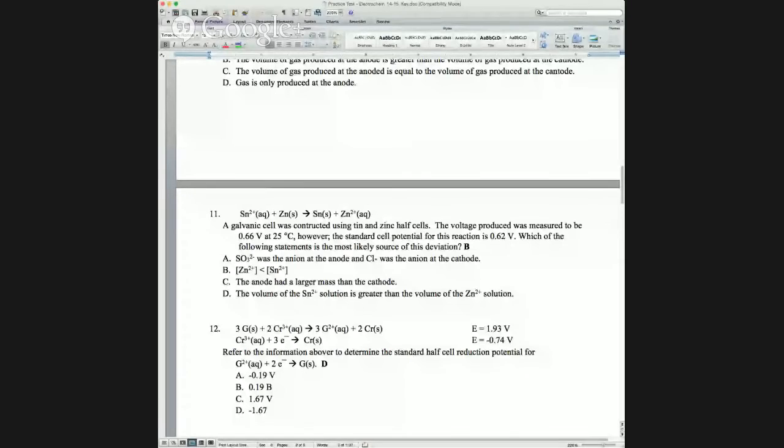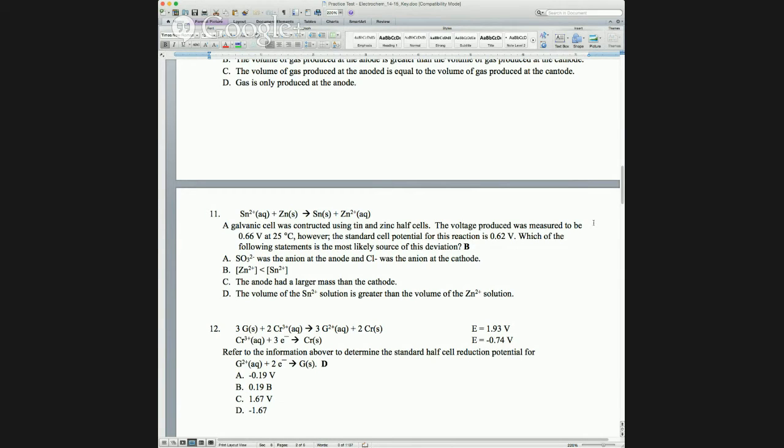All right, there we go. So A says sulfate was the anion at the anode, and chloride was the anion at the cathode. So our cathode was tin. Tin chloride would actually, let's say that precipitated out. The sulfates are usually pretty soluble. Tin chloride would actually reduce the tin, and we want to increase the tin. So that's not out. B, having zinc less than tin. Well, that's exactly what we wrote. So B is the answer, obviously.